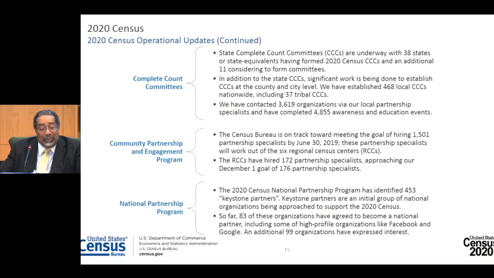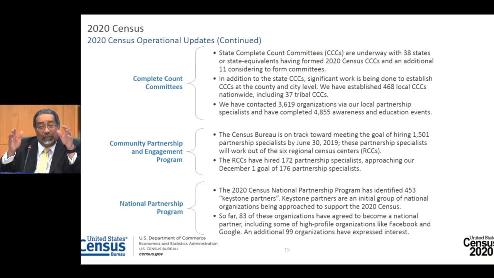So far, 83 of these organizations have agreed to become national partners, including some high-profile organizations like Facebook and Google. An additional 99 organizations have expressed interest in participating in our National Partnership Program.